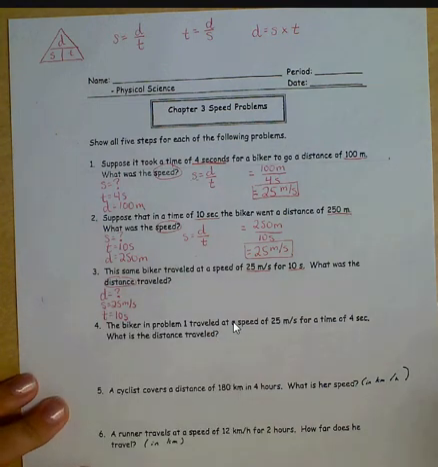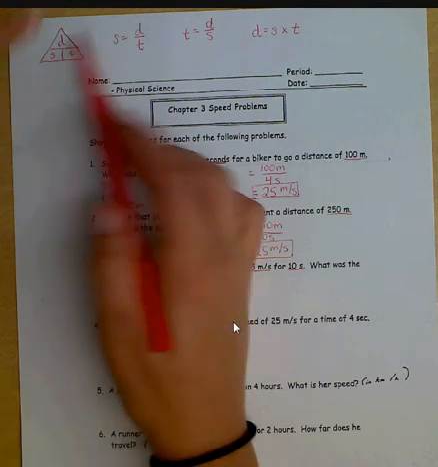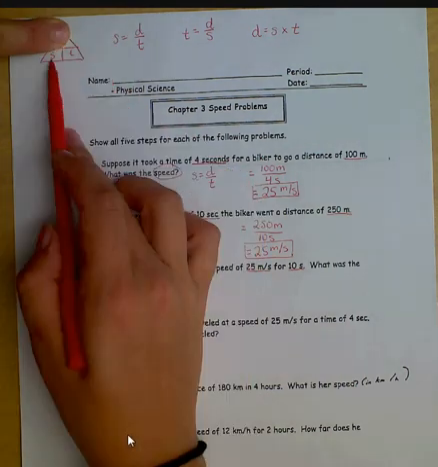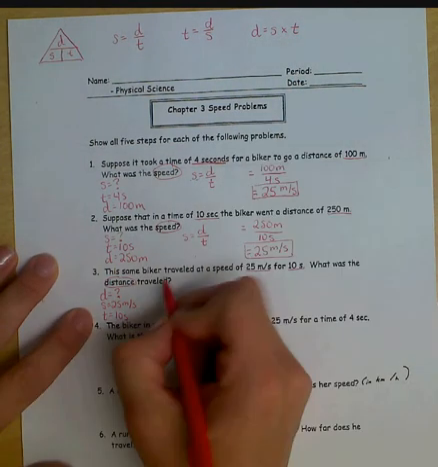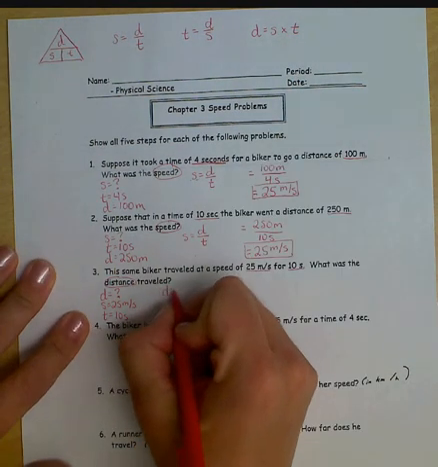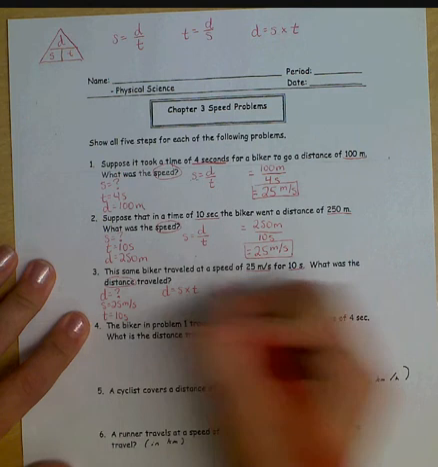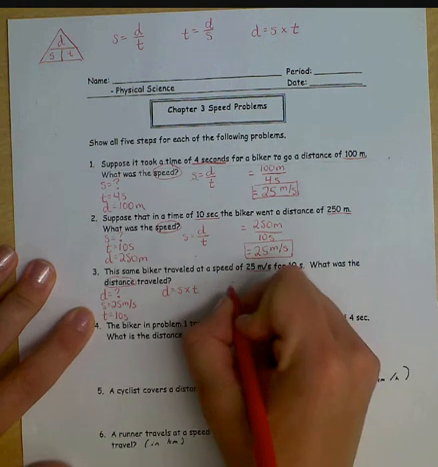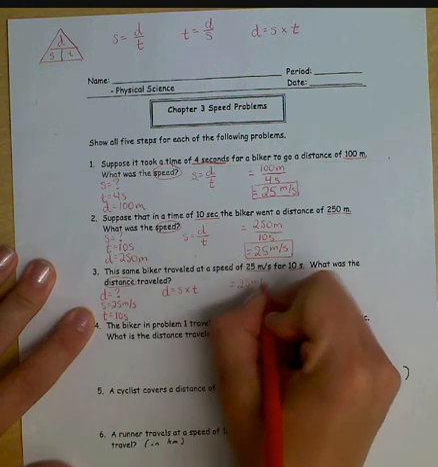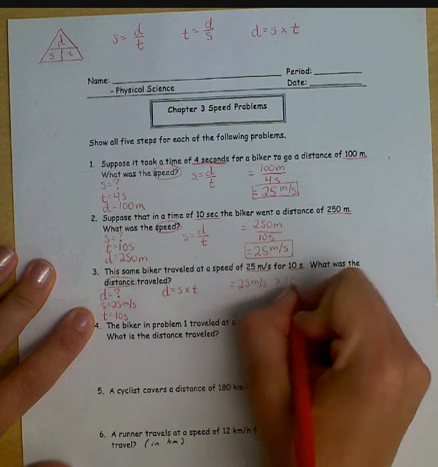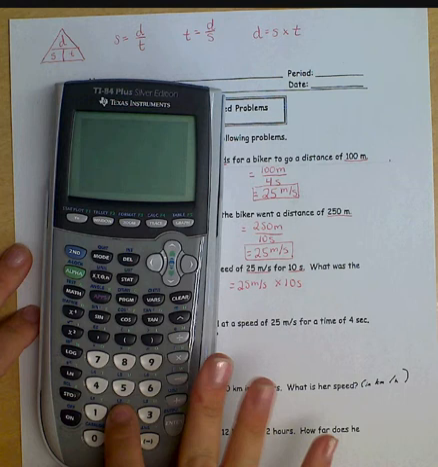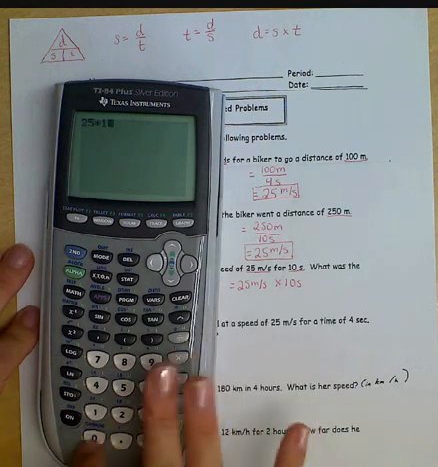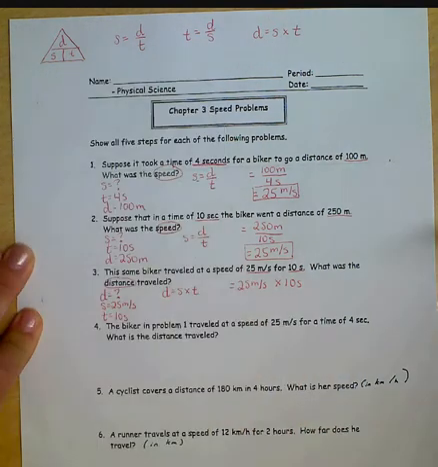So now I'm not using the same equation anymore. I can go up to the top and say if I'm looking for D, I'm going to have to multiply S times T. So I wrote that equation here, and I can write it down on my sheet just so I'm sure I'm plugging in the correct numbers. And I'll do 25 meters per second times 10 seconds. Go ahead and plug that into your equation. So 25 times 10 is going to give me 250.